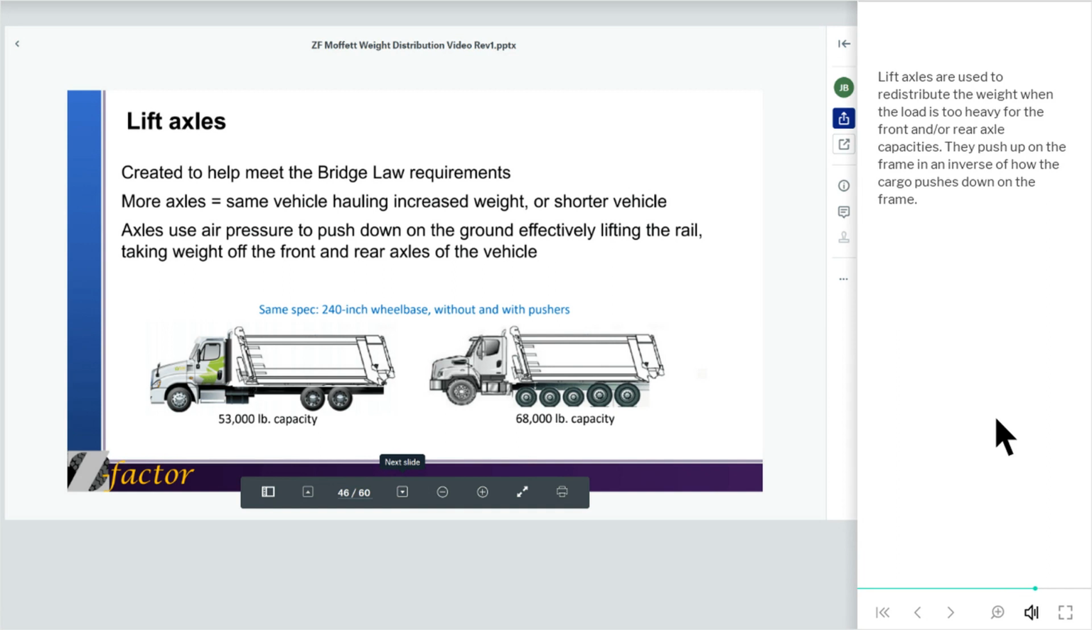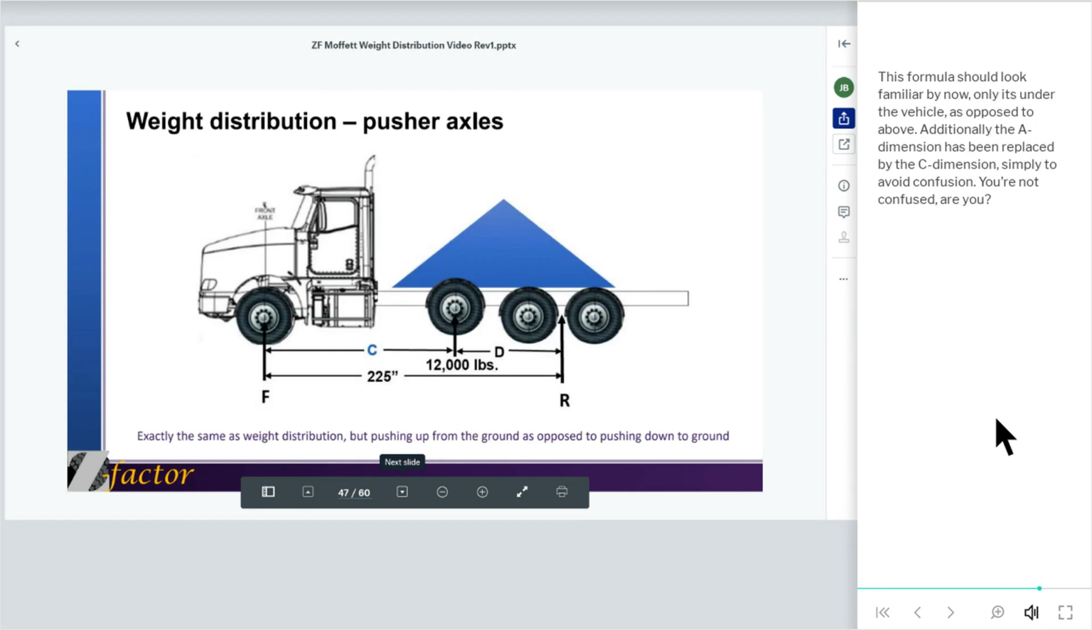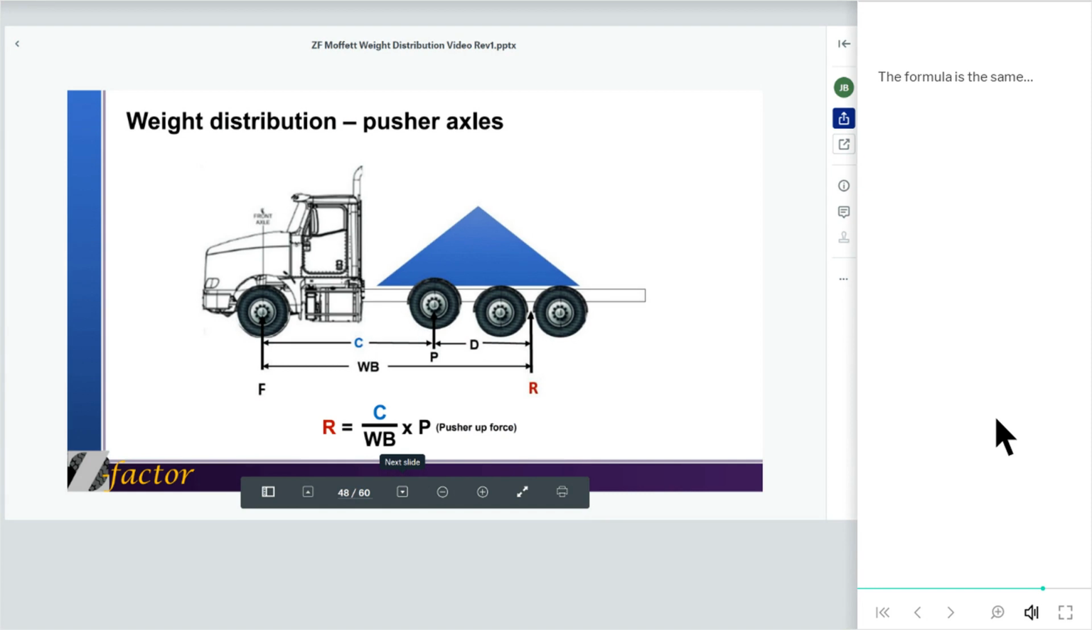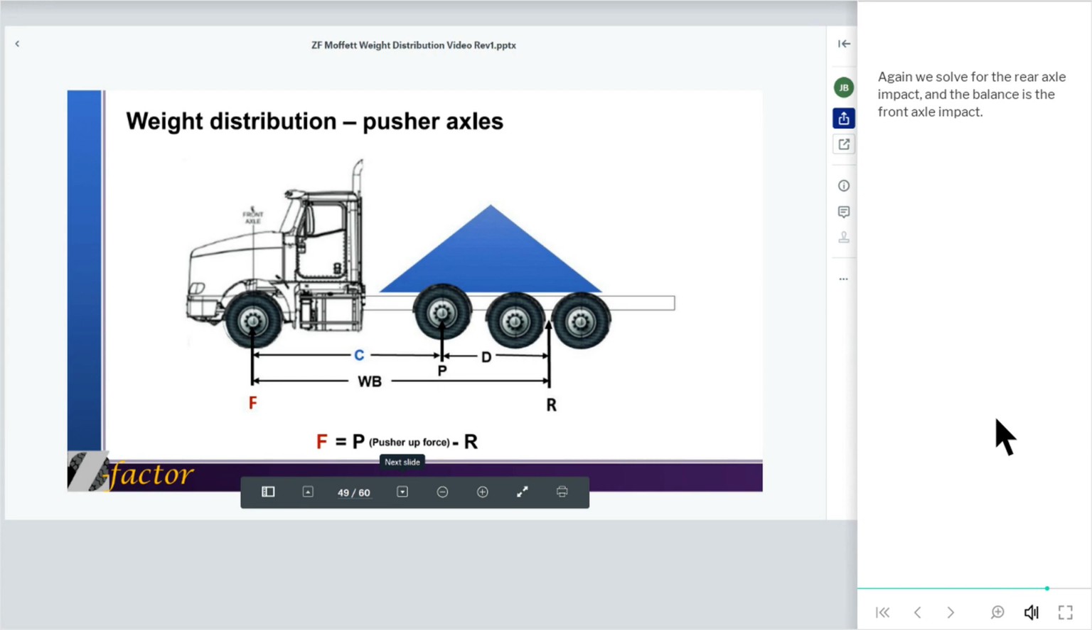Lift axles are used to redistribute the weight when the load is too heavy for the front and or rear axle capacities. They push up on the frame in an inverse of how the cargo pushes down on the frame. This formula should look familiar by now, only it's under the vehicle, as opposed to above. Additionally, the A dimension has been replaced by the C dimension, simply to avoid confusion. You're not confused, are you? The formula is the same. Again, we solve for the rear axle impact, and the balance is the front axle impact.